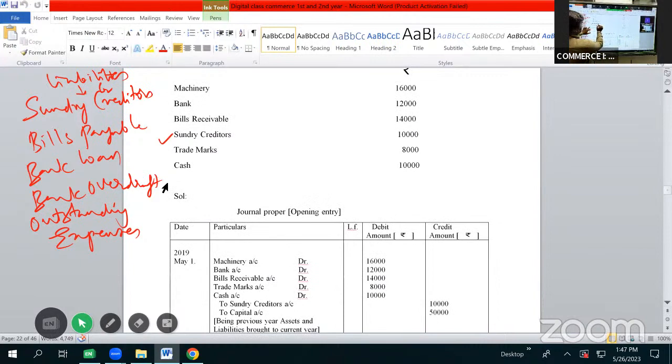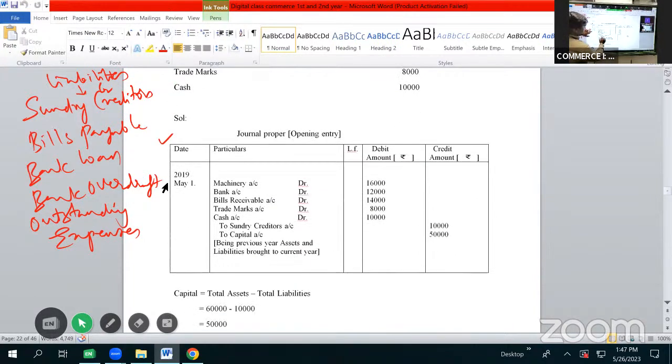Then we'll be posting this sundry creditors. Here we'll be writing it as to sundry creditors. 10,000 will be recorded on credit side as it is a liability and it has a credit balance.